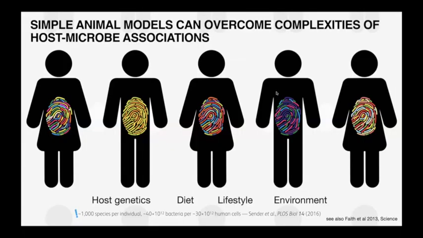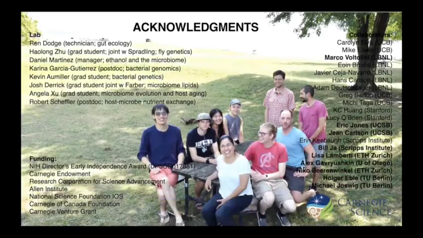I'm just going to skip through here, but the idea is that the fly is able to control this complex association. I want to thank Ren Dodge, who did a bunch of that work. He's a technician in the lab. Halong Ju is a grad student in the lab who's doing the fly genetics. I didn't show any of that, but that's upcoming. Those were the main contributors. And then I have these collaborators who I've worked with for a lot of the math modeling. So with that, I'd love to take your questions.